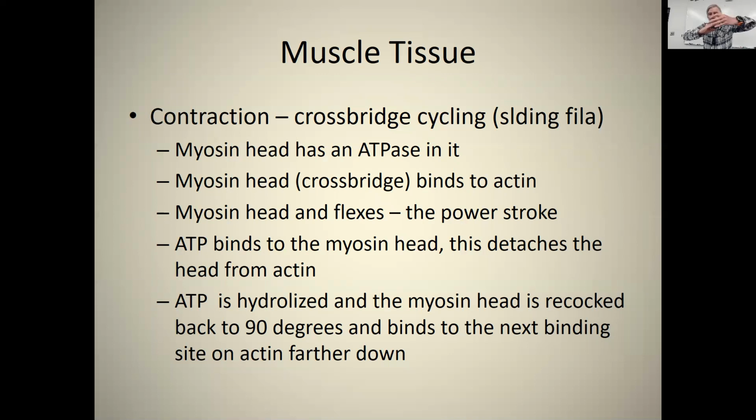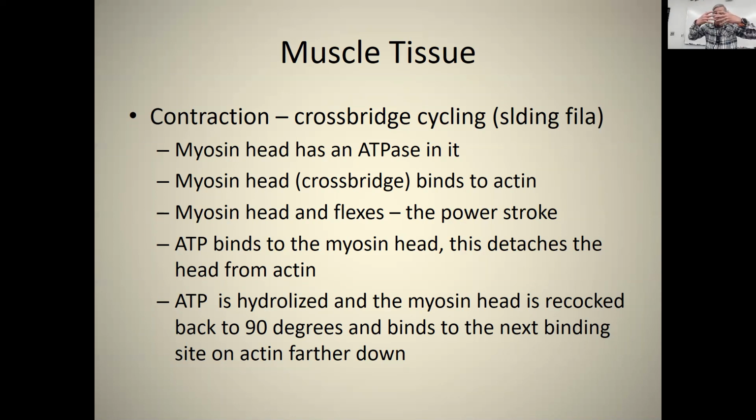In other words, it breaks down ATP to ADP and Pi and releases energy and recocks the myosin cross bridge back to 90 degrees. When it does that, it's reaching across to another actin binding site farther down the thin filament and immediately binds, goes to the power stroke. And then ATP binds, detaches it, ATP is hydrolyzed, binds again, like that. So what happens is it's a ratcheting mechanism. Binds, power stroke, detach, recock, like this, a ratcheting mechanism.